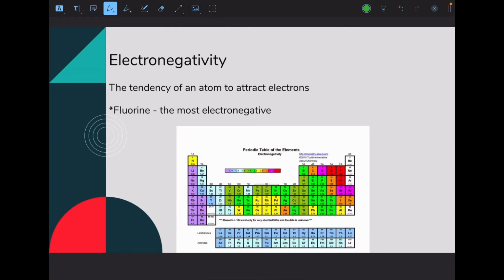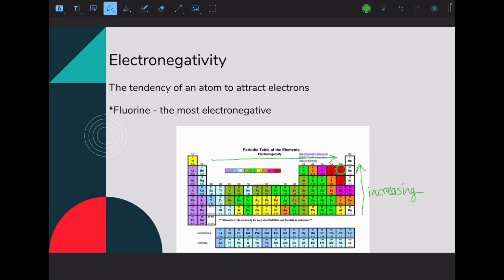So next I'm going to talk about electronegativity here. And electronegativity is just the tendency of an atom to attract electrons. And fluorine over here in the corner is the most electronegative. So as you move from left to right and as you move from bottom to top, you're just increasing electronegativity.